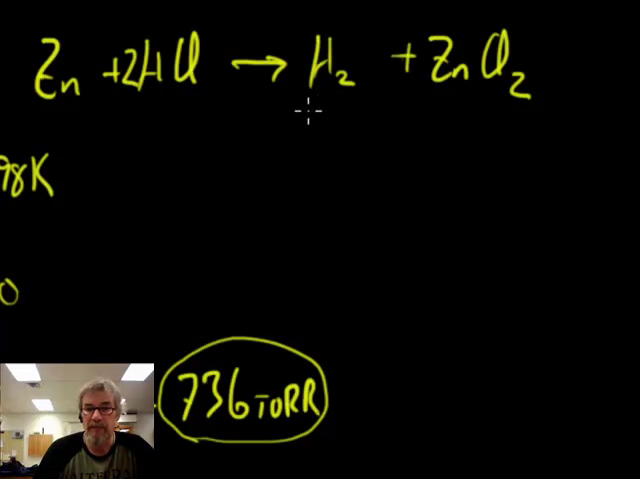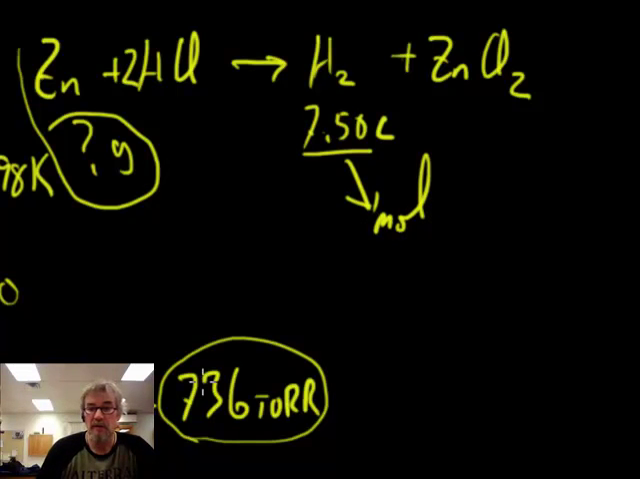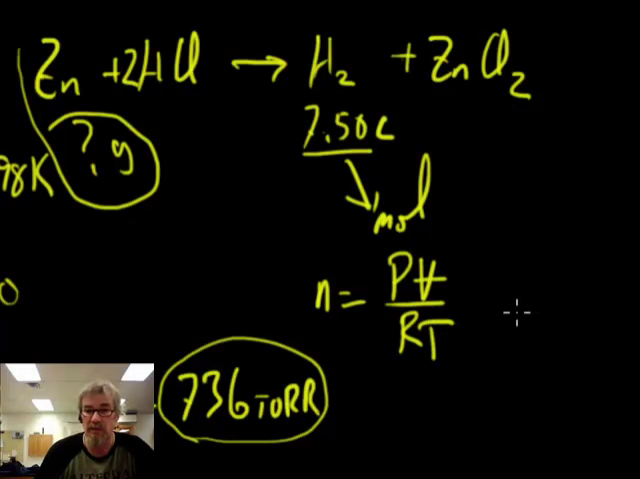Alright, so if I have 7.50 liters of H2, and the question is how many grams of zinc will I need, I have to do stoichiometry, but first I've got to change these liters into moles, and that's going to be done with the ideal gas law. Well, n, number of moles, is equal to PV divided by RT, and that's how I'm going to be able to do this. Now, if I want number of moles of hydrogen, then I have to use the pressure of hydrogen here, which we just calculated, and that's going to be 736 torrs.